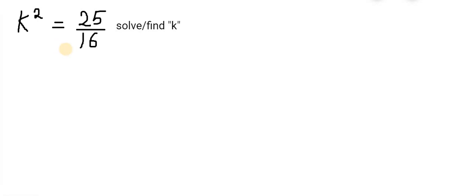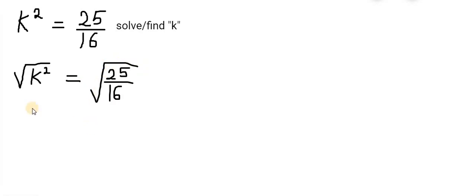Okay? So we have k squared is equal to 25 over 16. Solve or find k. Same thing, we want to get k on its own. So we identify what's attached to it. So the only thing attached to it is a square. So we use the opposite sign, which is a square root, to get rid of the square. Now, because we've attached the square root to the left, we attach a square root to the right.